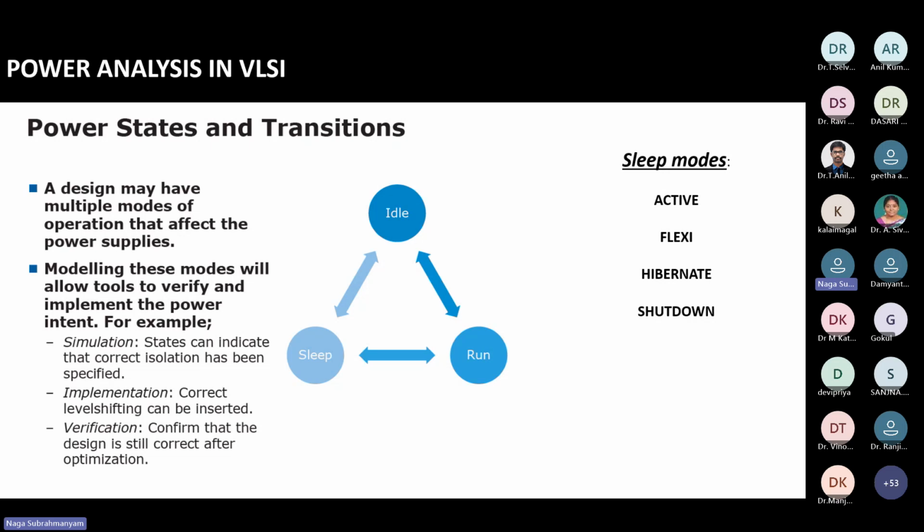So there are some other internal states to the sleep mode, which are active, flexi, hibernate, shutdown. So the flexi is a thing. Suppose I worked a lot. When I want to sleep, I need some peaceful environment, right? So for that, I need to switch on my AC. So this flexi will work like that.